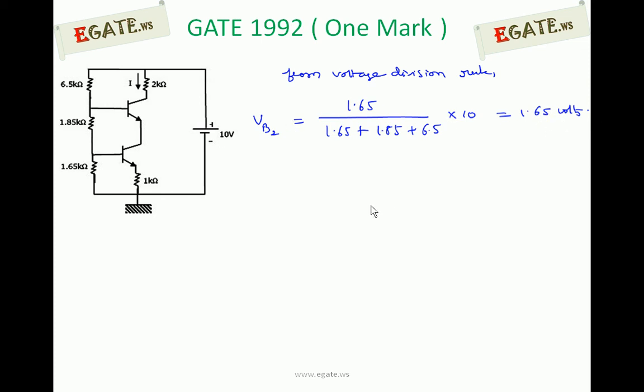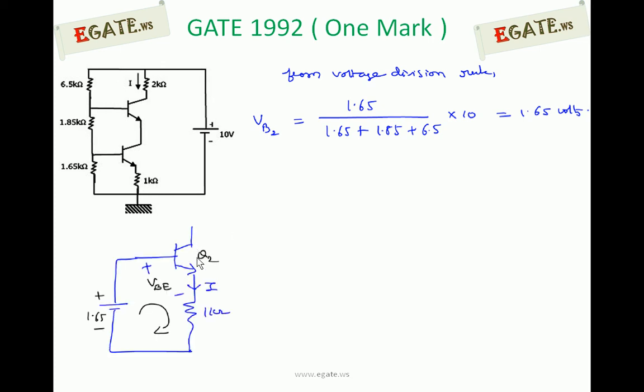Now draw the equivalent circuit across Q2. This is the Q2 transistor whose base is connected at 1.65 volts, so we replace it with 1.65 volts. The voltage at B2 is 1.65 volts, and the emitter is connected to 1 kilo ohm. We are interested in the current flowing through the 1 kilo ohm. Now apply KVL across the base-to-emitter loop of the Q2 transistor.